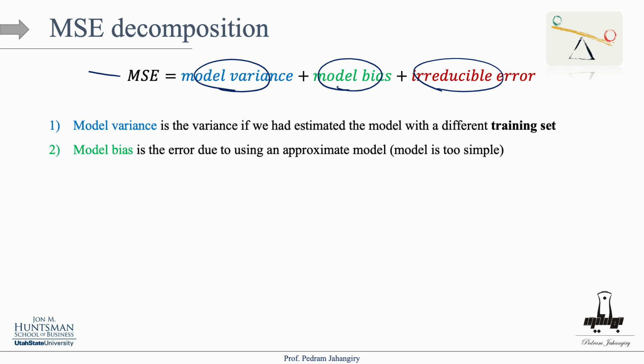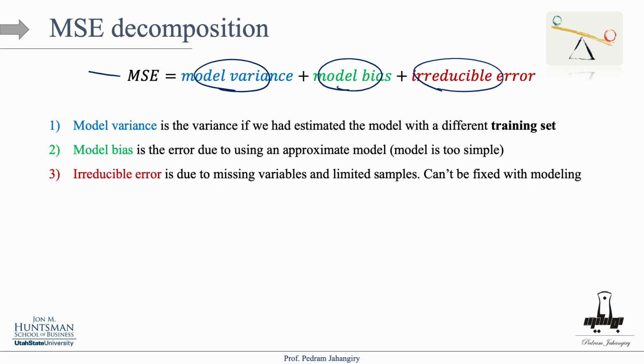Model bias is the error due to using an approximate model. If the model is too simple, the model bias is going to be high, meaning that on average we are not capturing the pattern in the data. The irreducible error part is basically due to some missing variables and some limited sampling. It cannot be fixed by modeling.